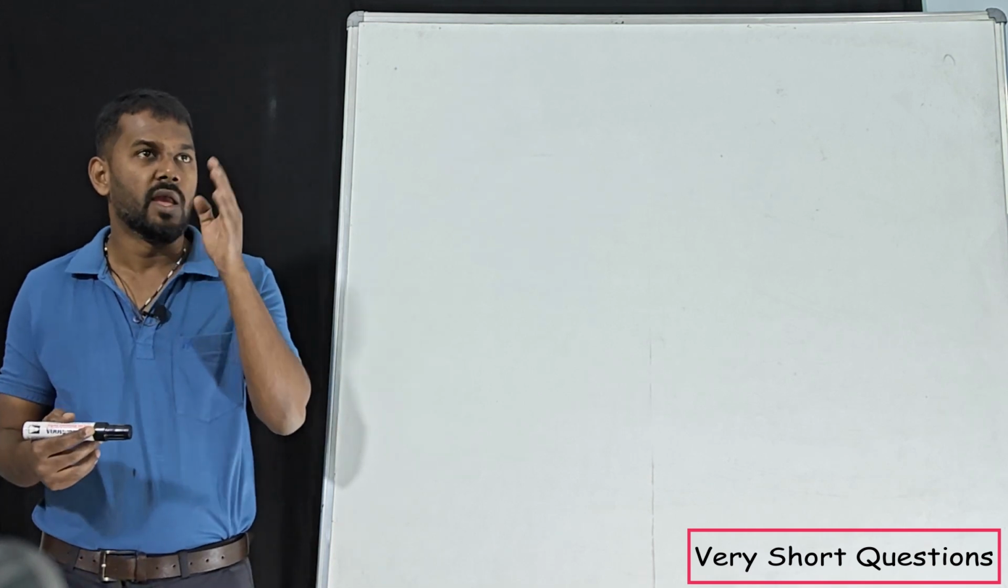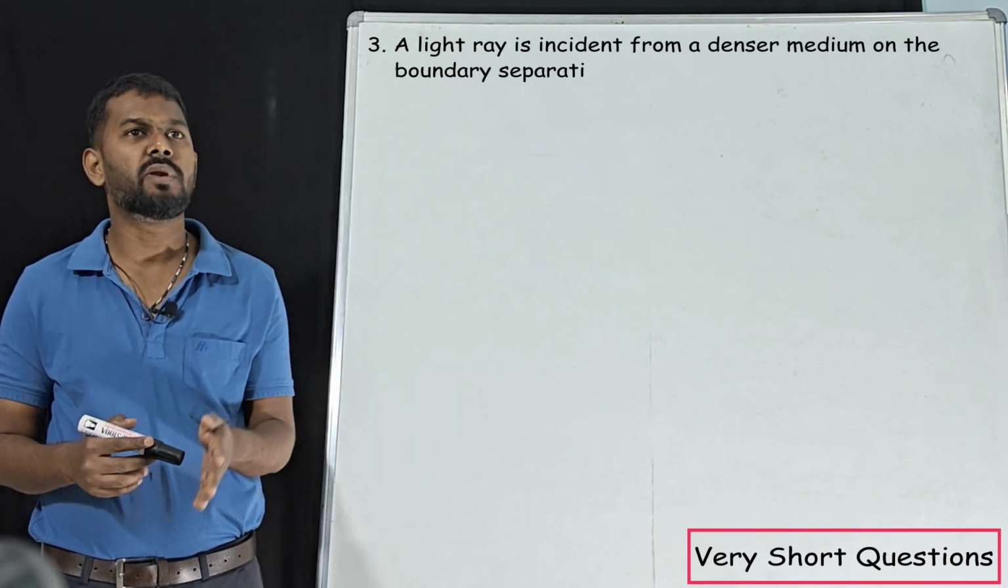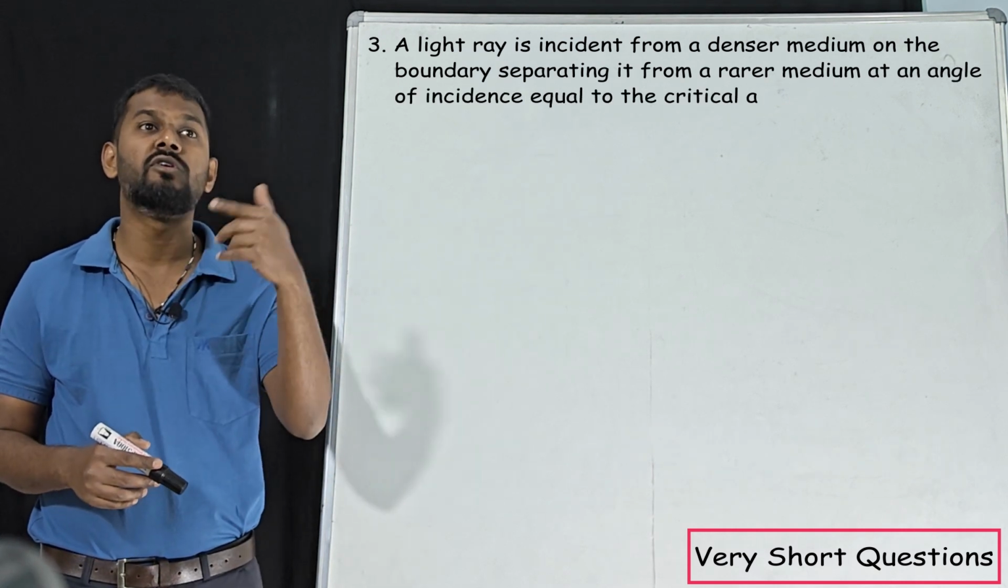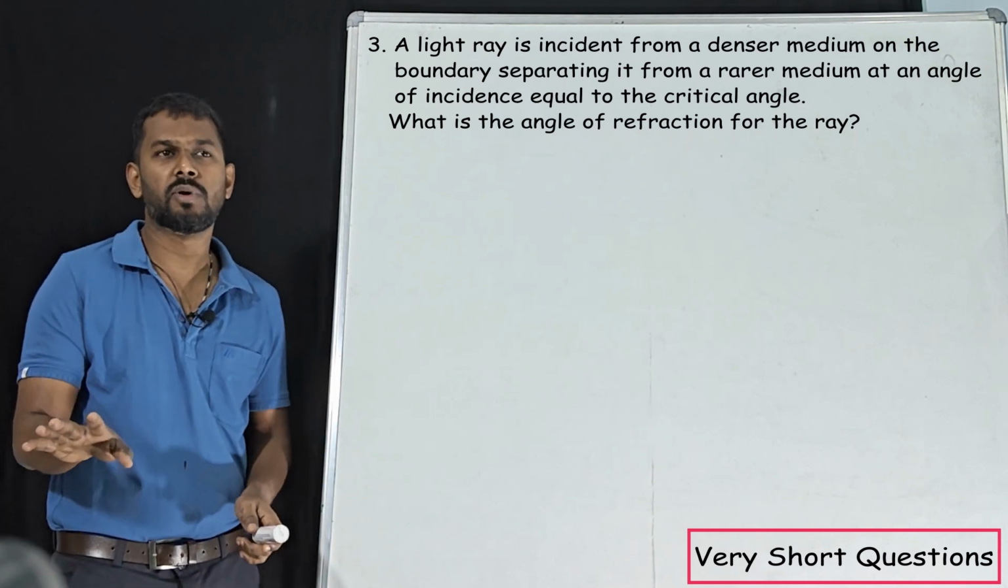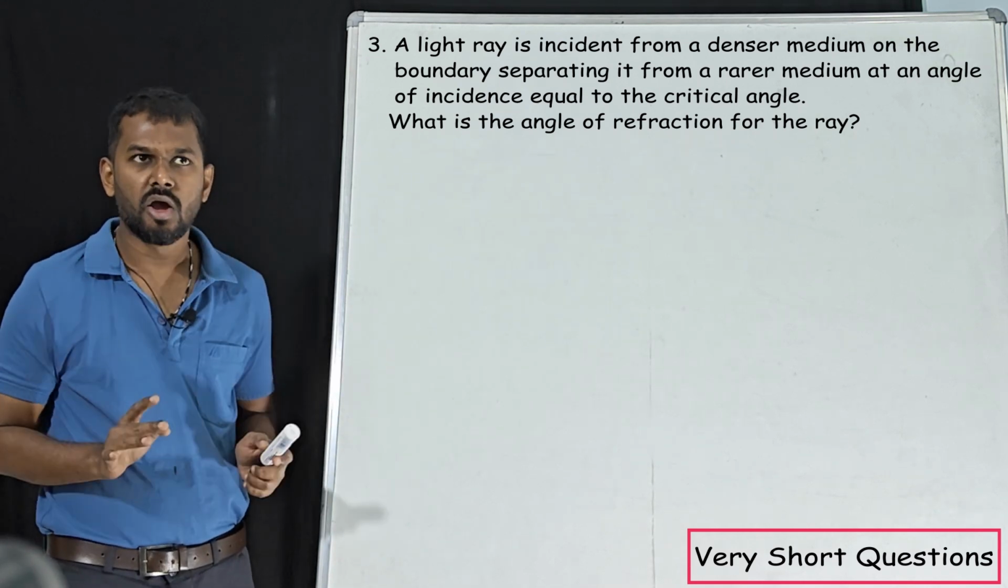Our next question: a ray of light incident from a denser medium on a boundary separating it from a rarer medium at an angle of incidence equal to the critical angle. What will be the angle of refraction for the ray? Very simple question. This is the condition for critical angle. This is what we have learned in the concept video.